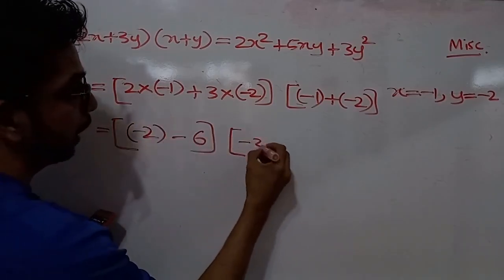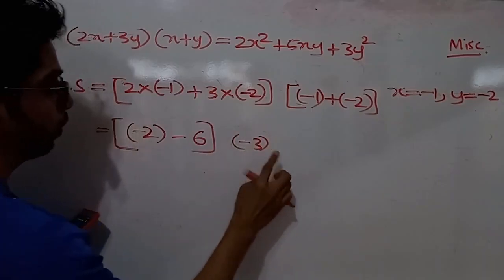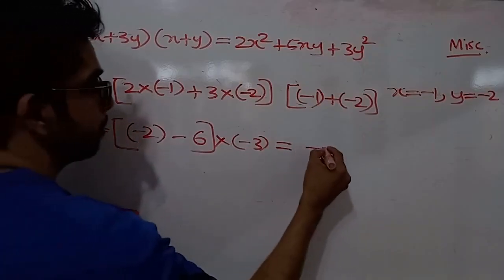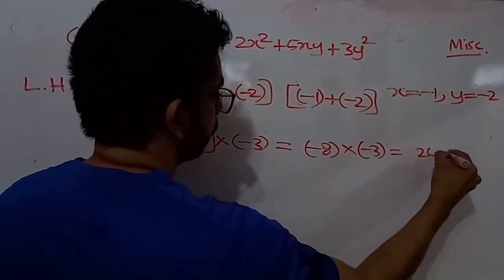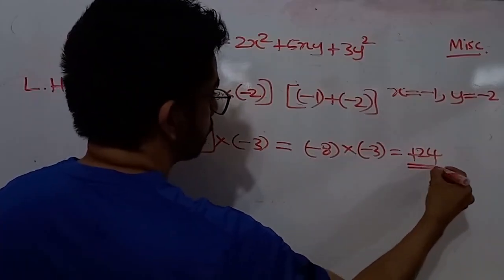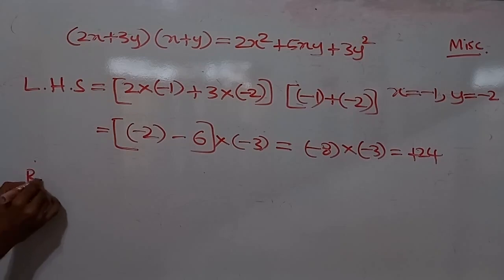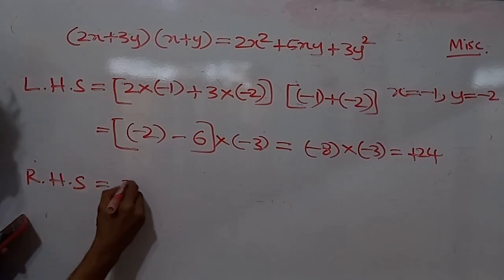Then here, this is negative 3. Or removing this bracket, it is negative 3. This multiplication, so what comes from here? Negative 8 into negative 3, 24. So that's a positive value. So the left hand side, that is what? Now we will take the right hand side. Right? So we have what?